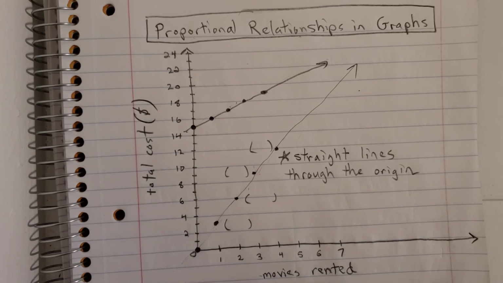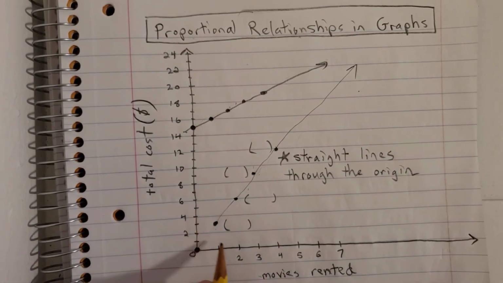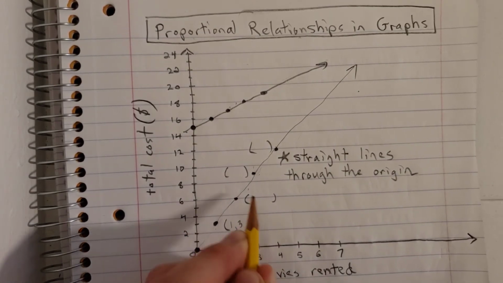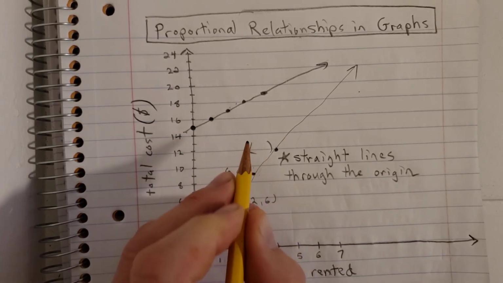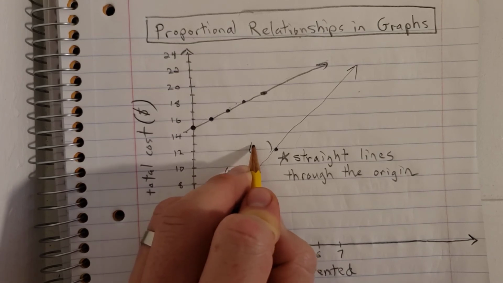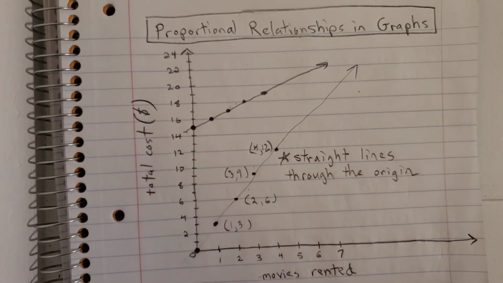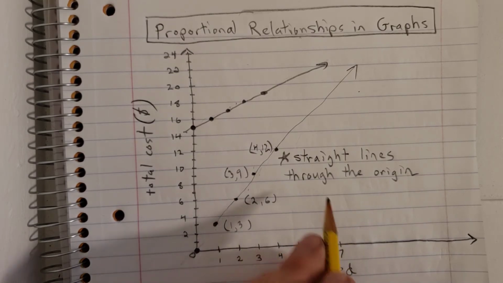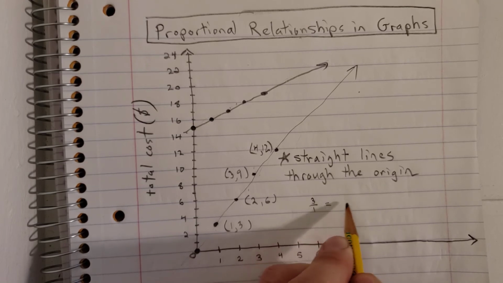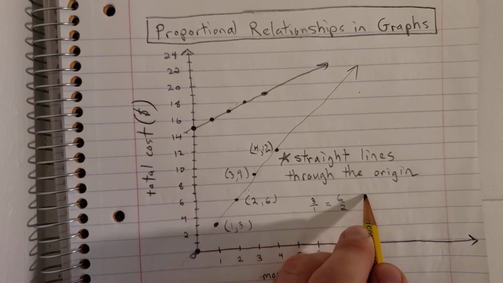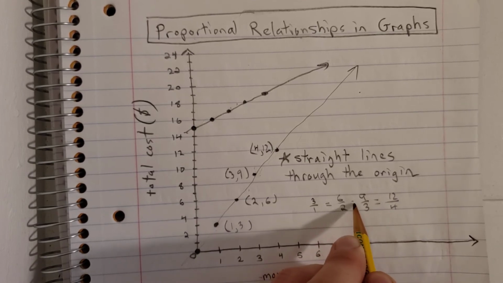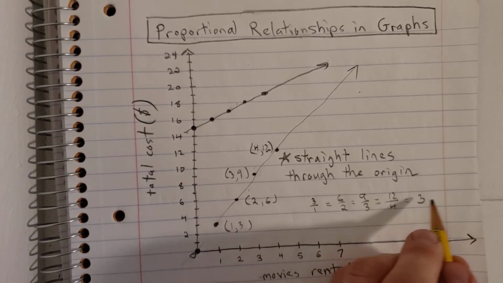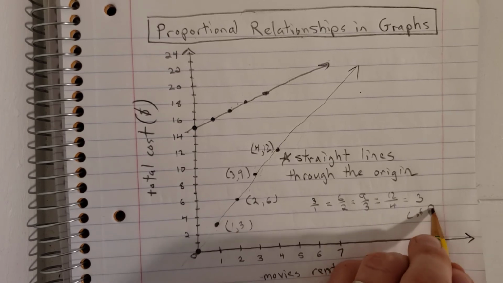Anytime I pull a point, that is 1, 3; 2, 6; 3, 9; and 4, 12. If I make those into ratios, I get those values that I had before: 6 over 2, 9 over 3, and 12 over 4. They are all equal to that 3, which is our constant of proportionality.